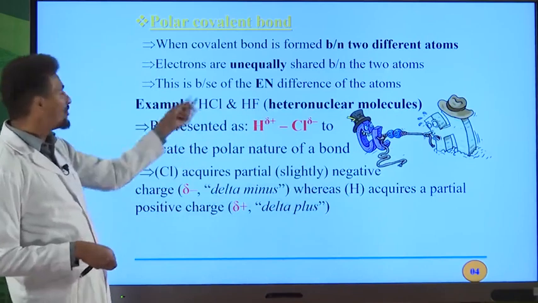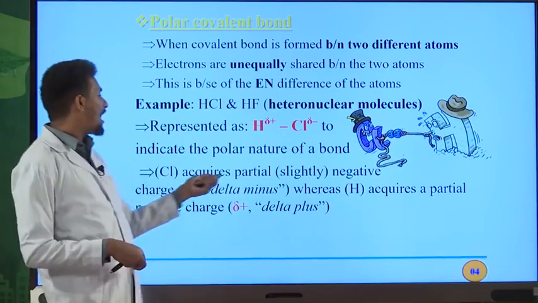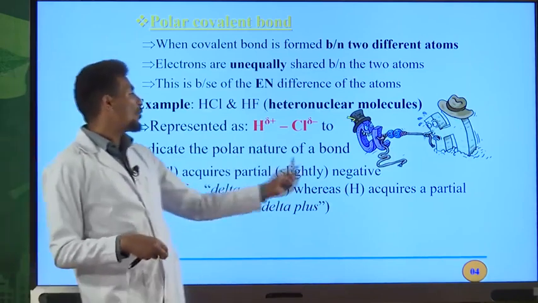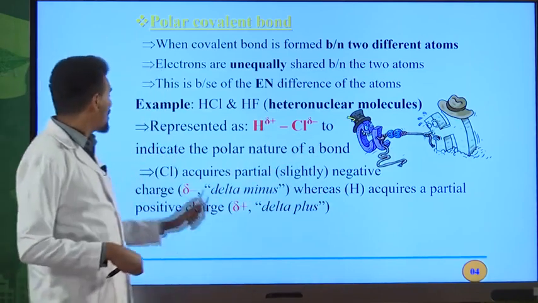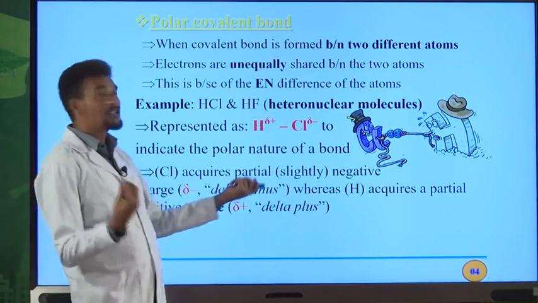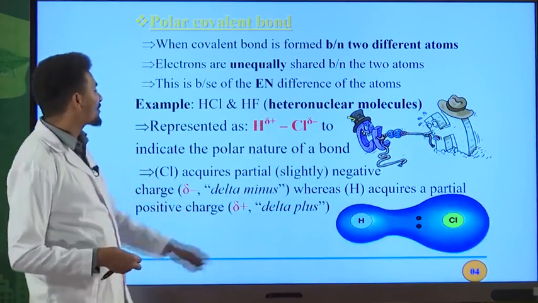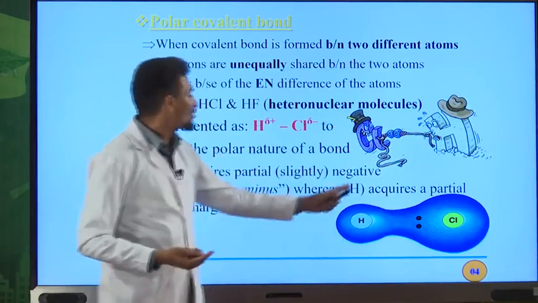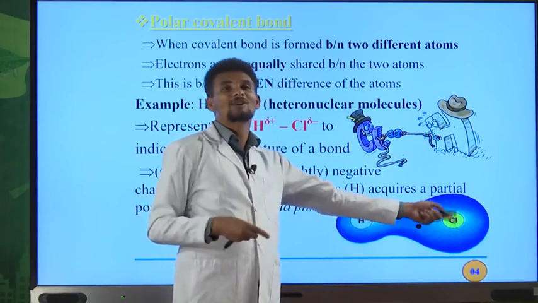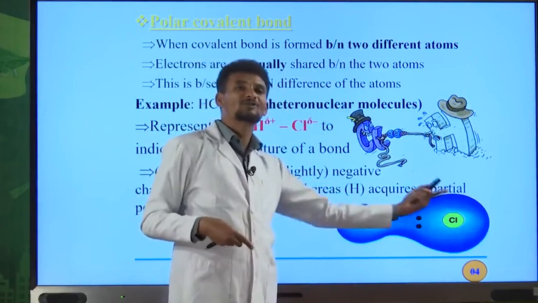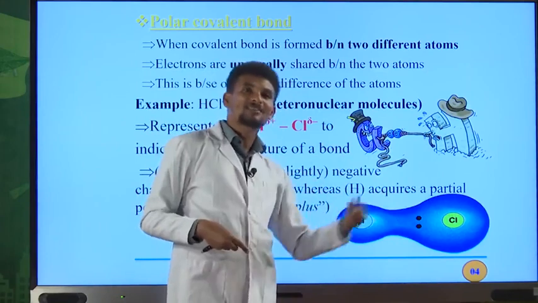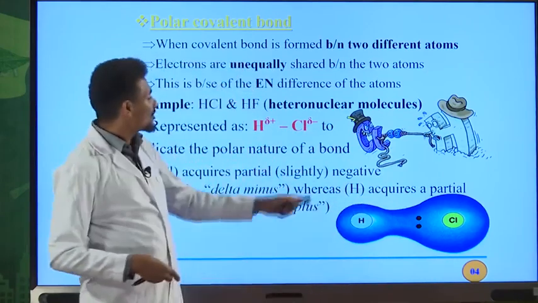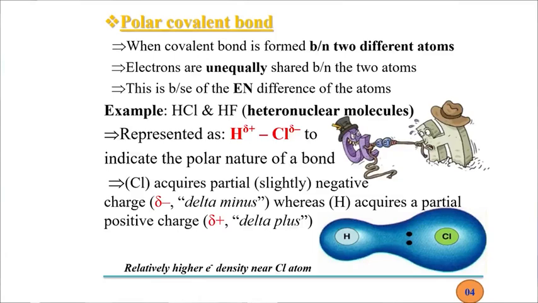So in this bond formation, Cl acquires a partial or slightly negative charge, that is delta minus, whereas hydrogen acquires a partially positive charge, that is simply known as delta plus. So this indicates an unequal sharing of electrons. The electrons are closer to the nucleus of the chlorine atom. Why? Because of the electronegativity of chlorine. It attracts these electrons to itself.